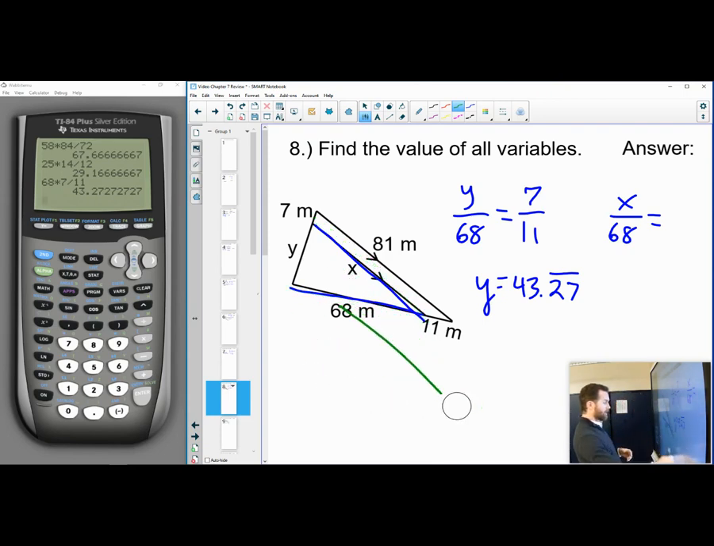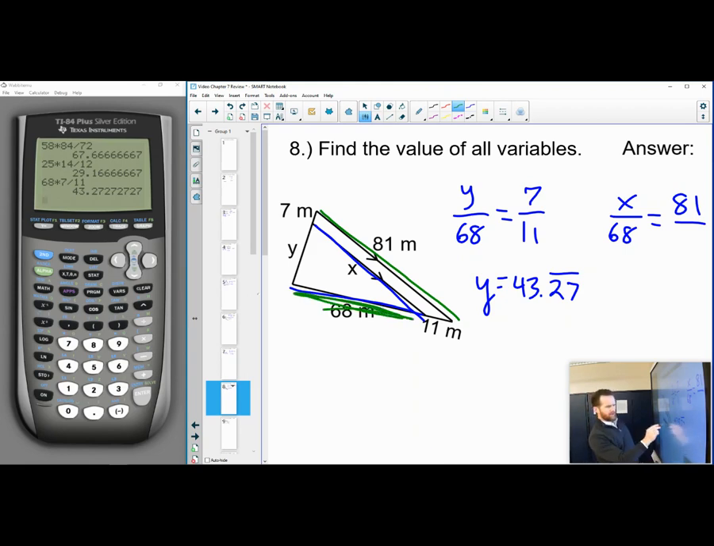Let me get this green out of here. I guess we're going to use green again, though. What would match up with x? So this side would match up with 81. So we're going 81 over, and what would match up with the 68 in the big triangle?